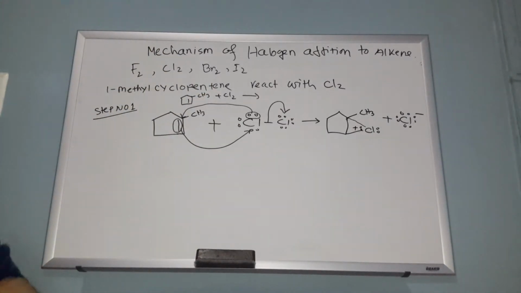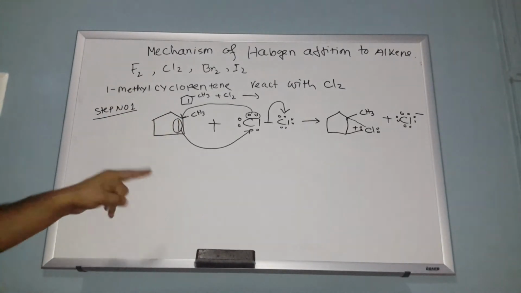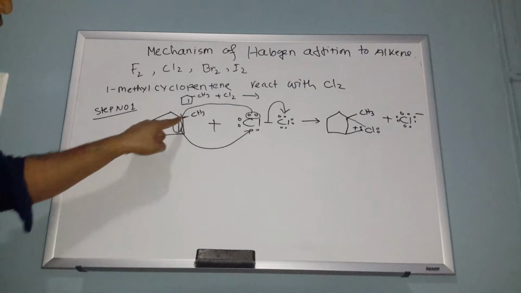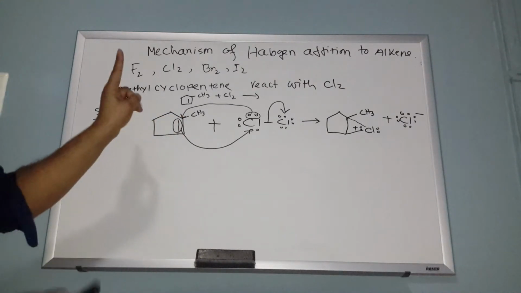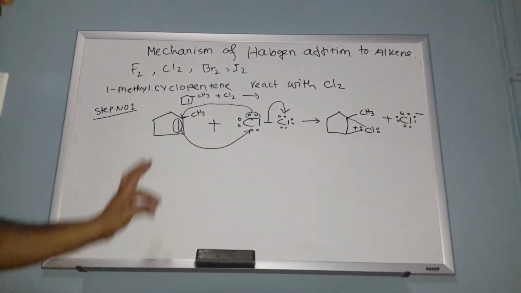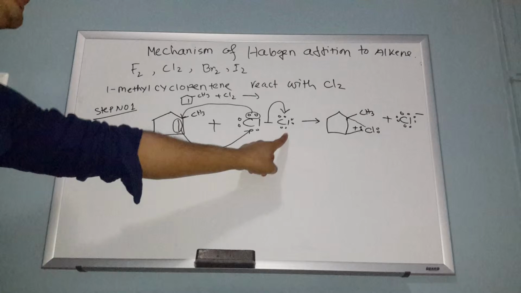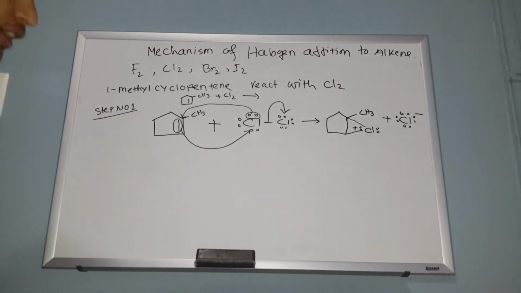fluorine, chlorine, bromine or iodine, anything, where is your double bond? Where is your double bond carbon? These two double bond carbons will get equally distributed chlorine. That means this carbon will get one chlorine and the other carbon will get the other chlorine. Do you understand what I'm saying?